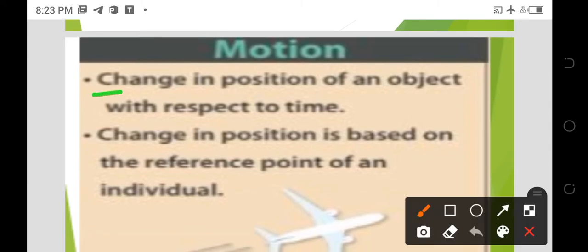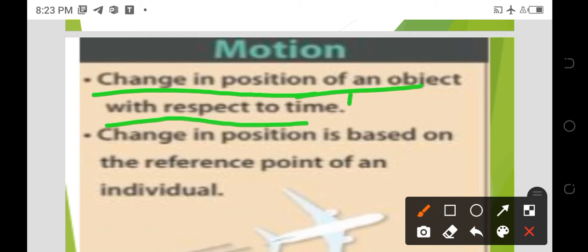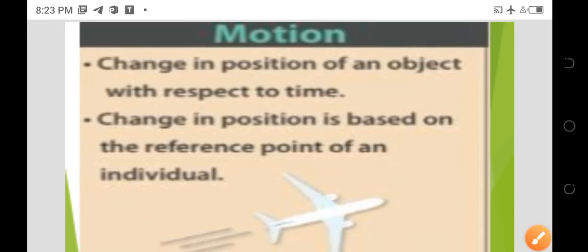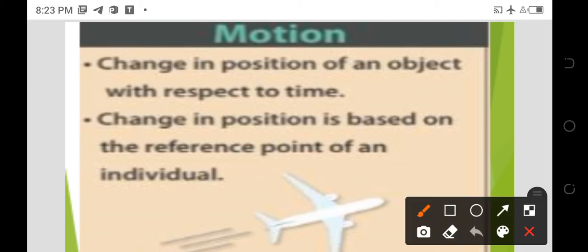A change in position of an object with respect to time or a reference system. What is the motion definition? Change in position of an object with respect to time or reference point is called motion.